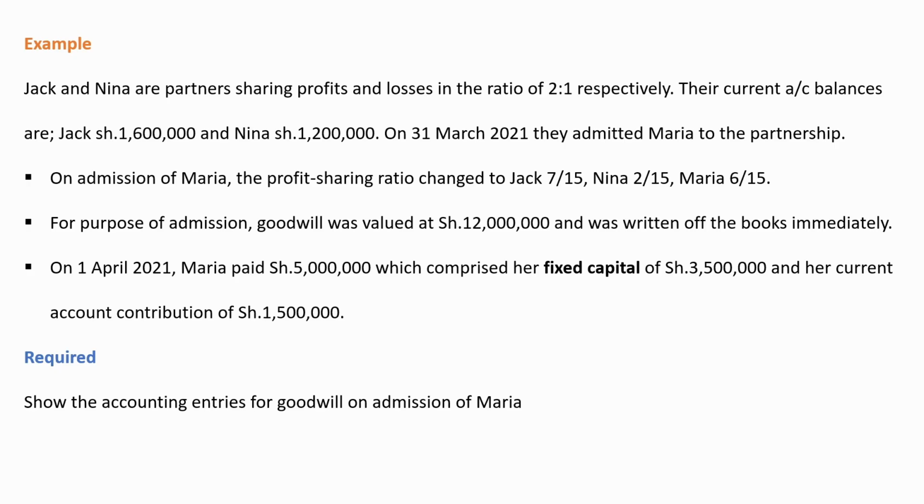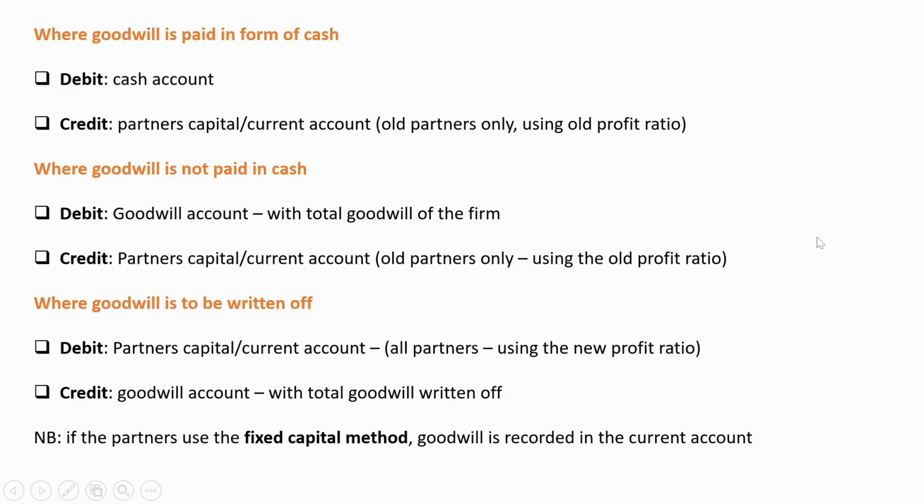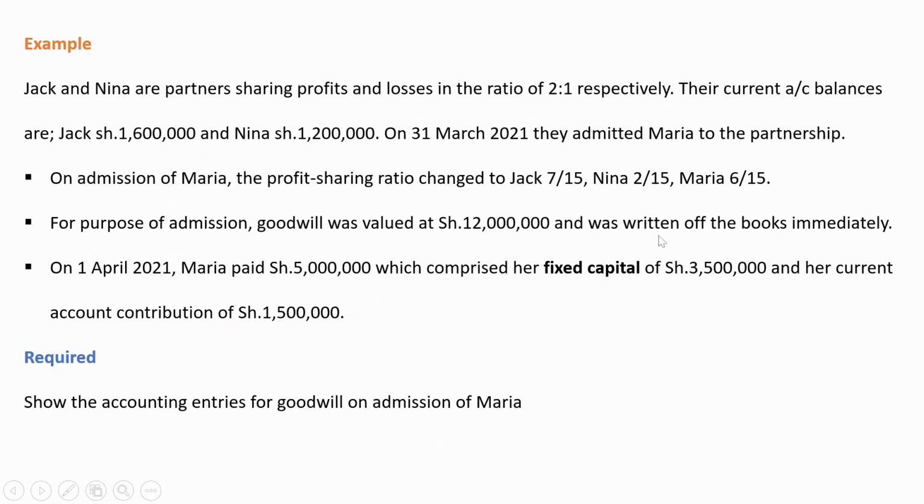Therefore the entries we are going to use are the ones where we said goodwill is not paid in the form of cash. At the same time, we are going to write off the goodwill immediately. So if we go back a bit, there were those entries where we said goodwill is not paid in cash. Those are the ones we are going to use. And then again, we are going to use the other ones where goodwill is written off, because in this case, the goodwill is also written off.